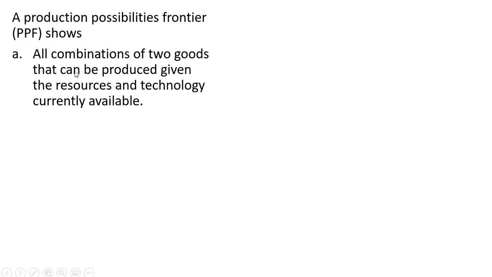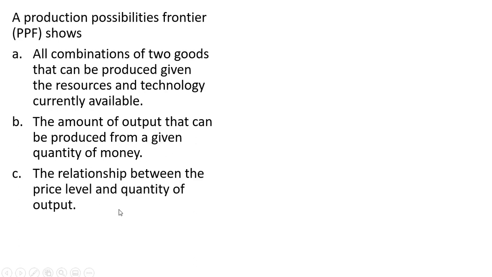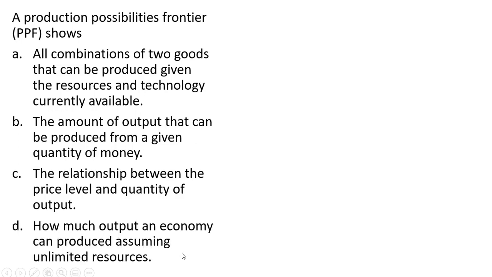Production possibilities frontier, or PPF, shows A, all combinations of two goods that can be produced given the resources and technology currently available. So that is true. The other answer choices are going to be incorrect. The amount of output that can be produced from a given quantity of money. C, that is also incorrect. It's not the relationship between the price level and the quantity of output. And D is also incorrect. So production possibilities frontier shows all combinations of two goods that can be produced given the resources and technology currently available.